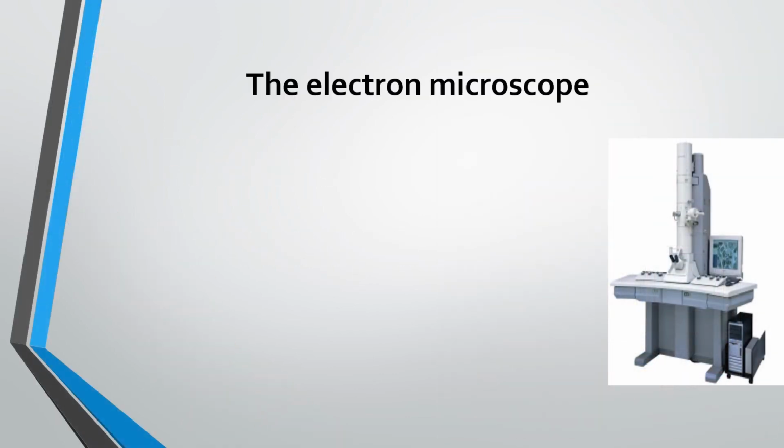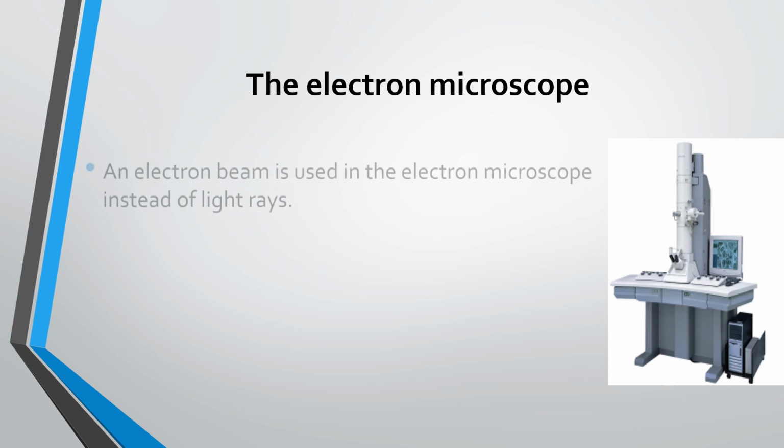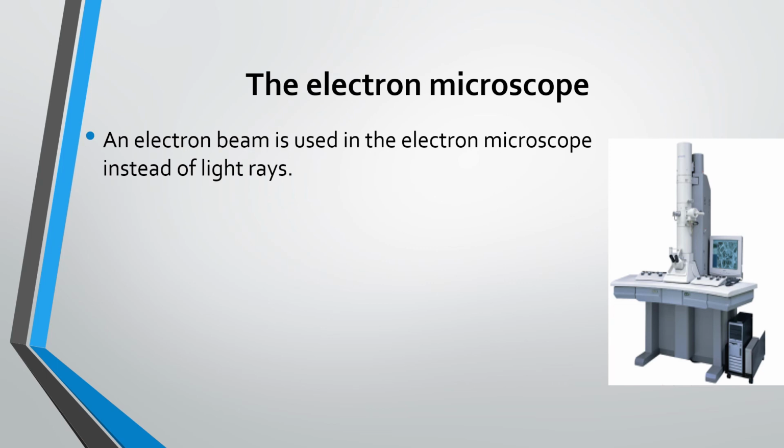So here you are given another diagram of an electron microscope, and in an electron microscope, we are using an electron beam to observe the specimen. So in the light microscope, you use light to observe the specimen. Instead, here you are using an electron beam.